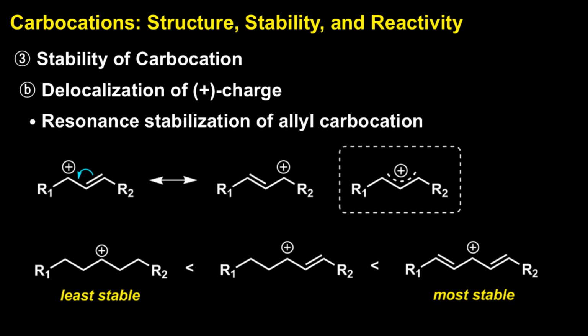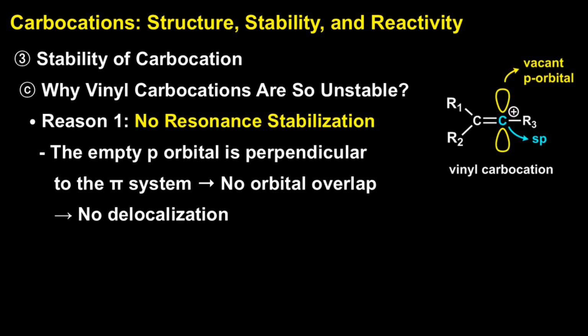Here, the positive charge is delocalized across 3 adjacent carbons in a conjugated system. Instead of being stuck on one carbon, the charge is shared, and that makes a big difference. Thanks to this delocalization, the allyl carbocation ion is way more stable than a regular primary carbocation ion. Now, if allyl carbocation ions are so stable thanks to resonance, you might be wondering, what about vinyl carbocation ions?